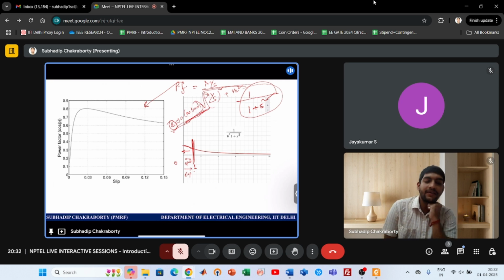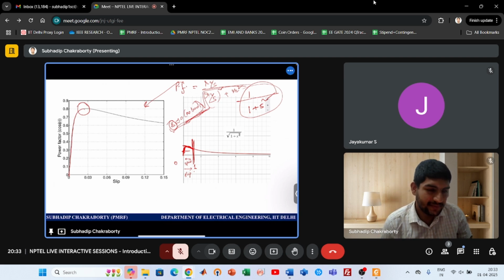So the machine power factor is not that great. Why can you tell? Because this curve will not be like this. This curve will be like this. Practically, once the machine reaches the synchronous speed, the power conversion will stop. Hope you understand. So there will be one point like this, and after that it will just fall.